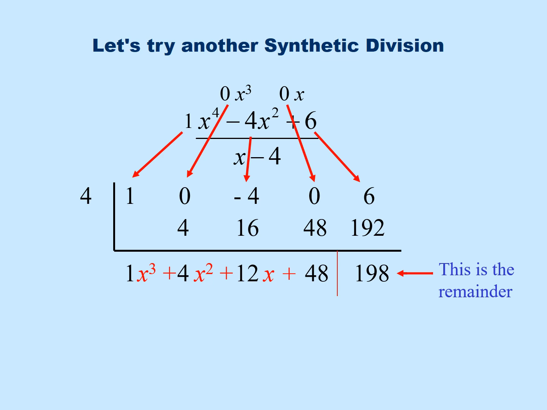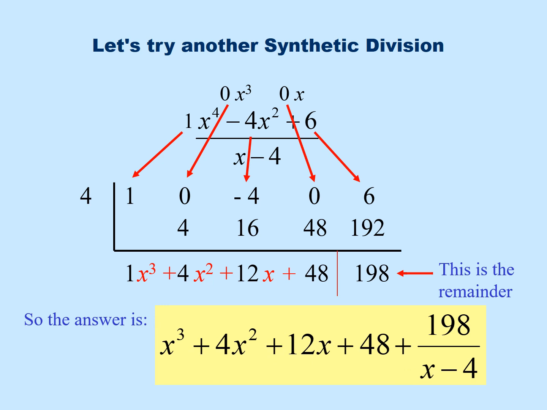The coefficients are already arranged. That's why this method is way simpler, because we don't have to arrange. So we just have to write the variables with corresponding exponents beside these numbers. So we have 1 x to the power of 3 plus 4x squared plus 12x plus 48. And remember, how do we write the remainder? So that's plus 198 divided by the divisor x minus 4. Okay, easy, right?